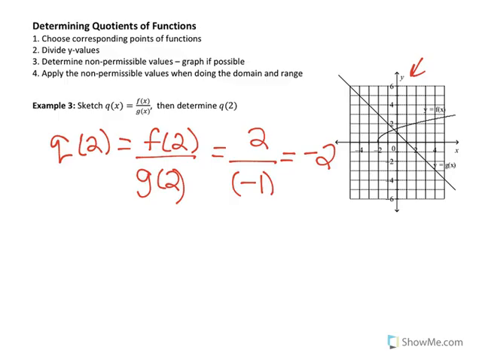We want to know when g of x is 0 because g is the bottom. So because g of x is 0 right here, this is where my asymptote would be. So just keep that in mind.